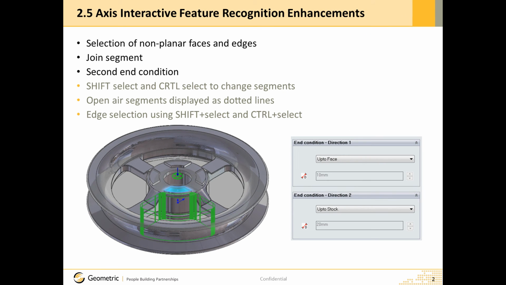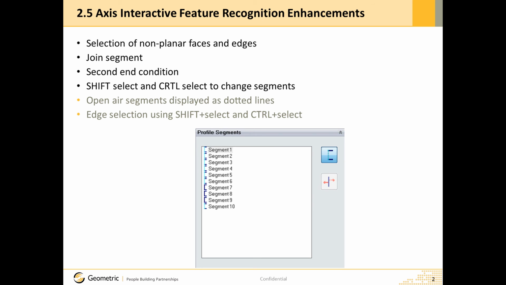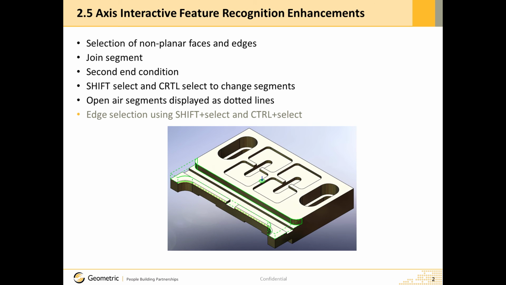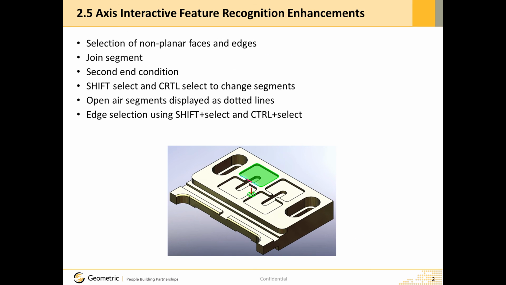There is now a second end condition allowing us to define a feature depth in two directions. Shift select and control select to change segments to open air, and open air segments are now displayed as dotted lines. Edge selection has also been enhanced using shift select and control select.